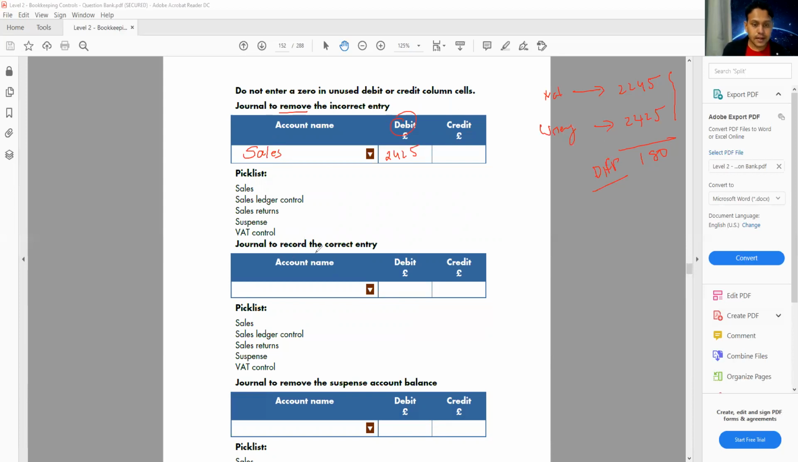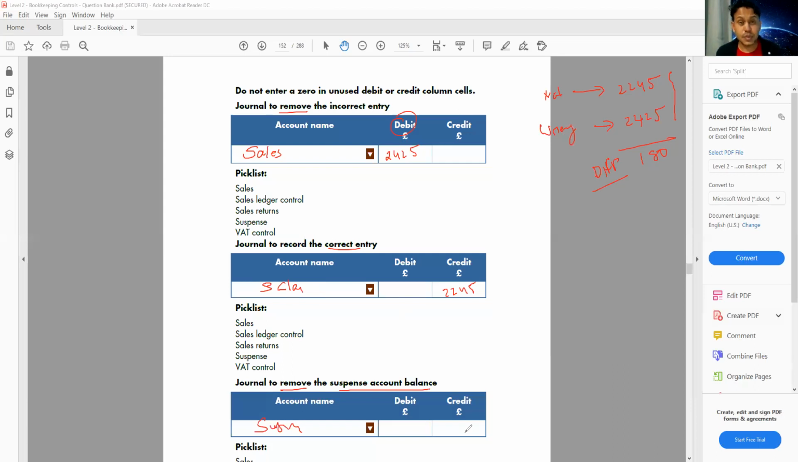Then the next one is to record the correct entry. The correct entry will be this time sales credit 2245. That's the correct one. And finally, we have to remove the suspense account. That is 180.